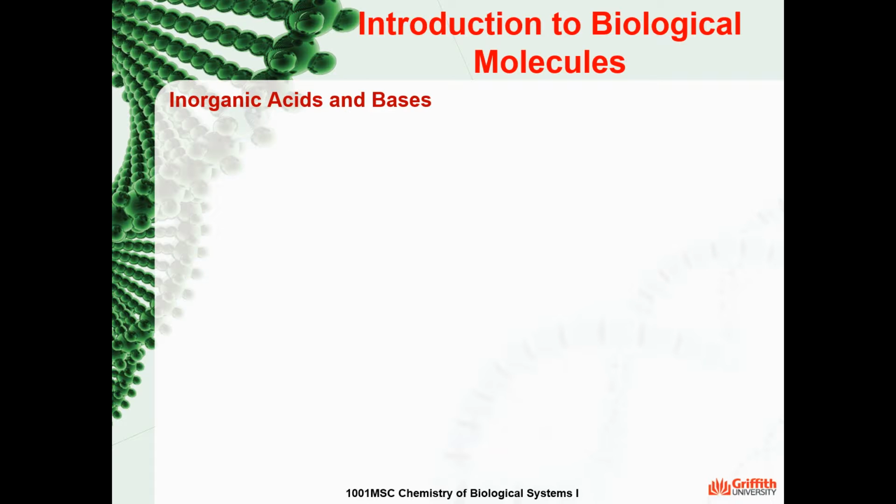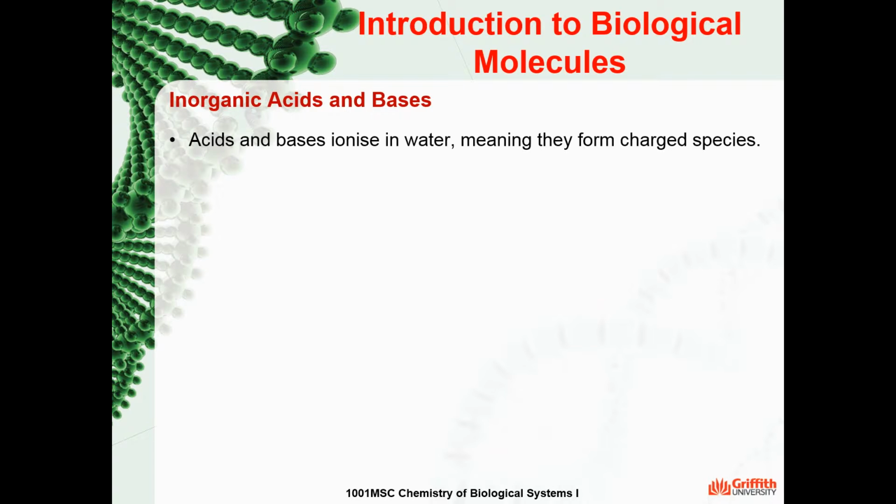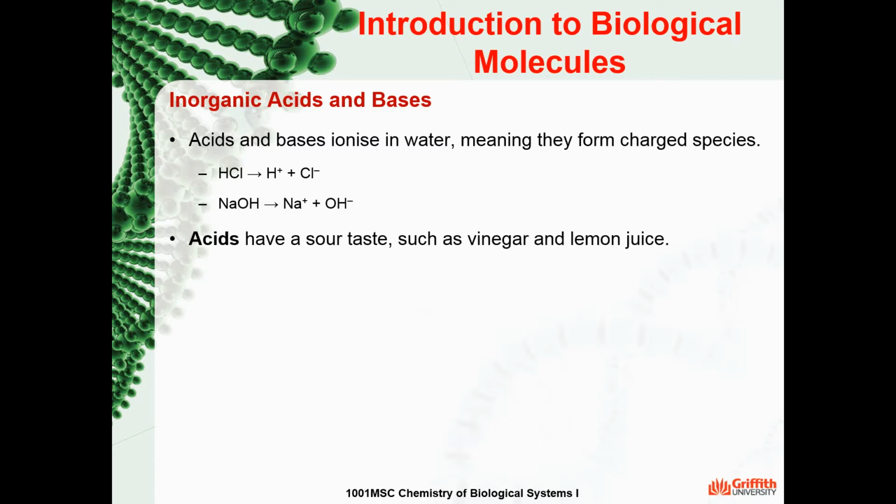Now we covered solubility, let's look at acids and bases. Acids and bases form ionized species in water. For example, hydrochloric acid forms hydrogen ions and chloride ions in water. An example of a base is sodium hydroxide, which can also be ionized in water to turn into sodium ions and hydroxide ions. Lots of our food is acidic, like vinegar and lemon juice.